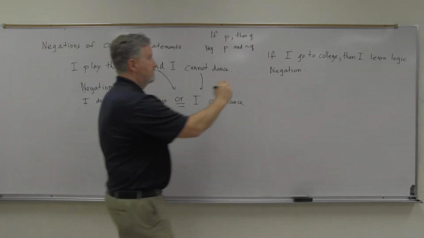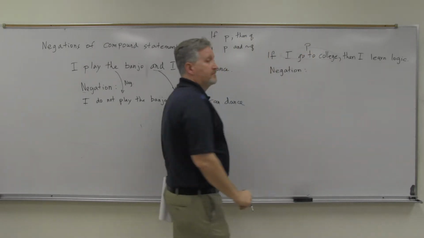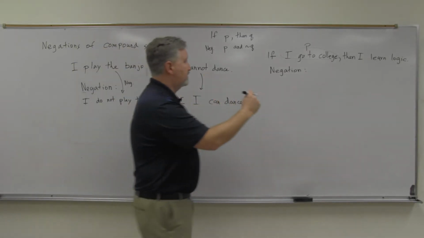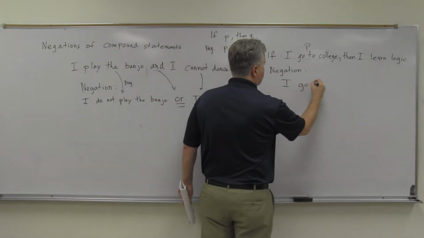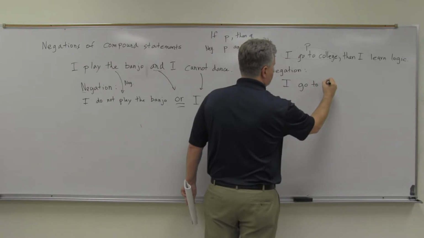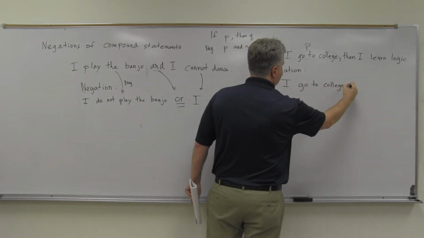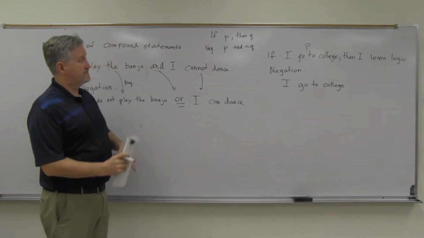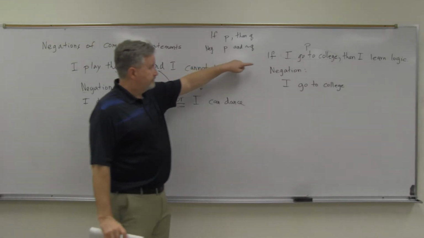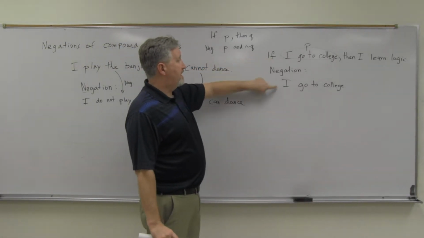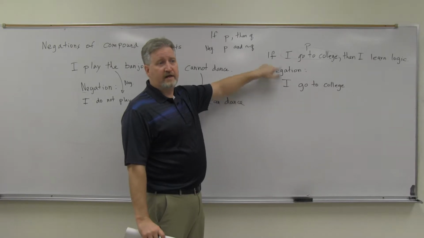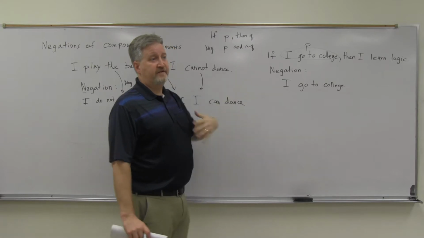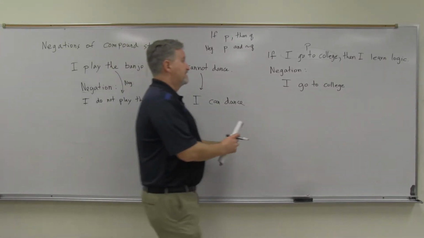So for P, P stays the same. I don't negate that. It's just P. So the negation is I go to college. The other thing to mention here is I've left off the if. Why did I leave the if off? Because I'm changing it to an and statement, right? There's not an if in an and statement. So that's the next thing.